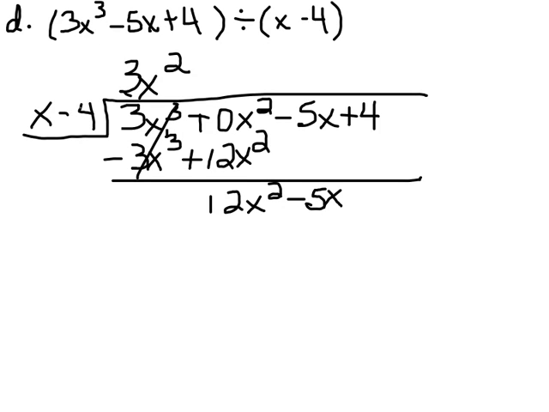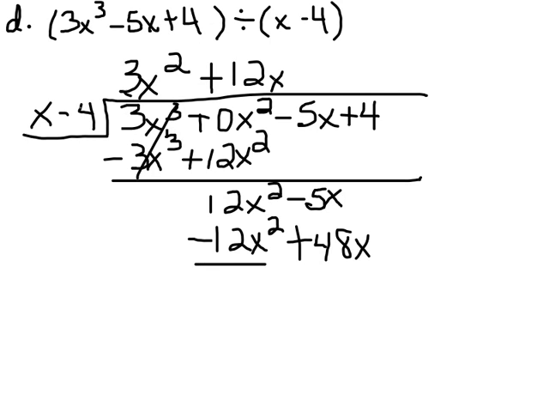Now divide again. X into 12x squared goes 12x times. Multiply. 12x times x is 12x squared. Change the sign. 12x times negative 4 is negative 48x. We're going to change that to positive. Do your subtraction. 43x. Bring down that last term.